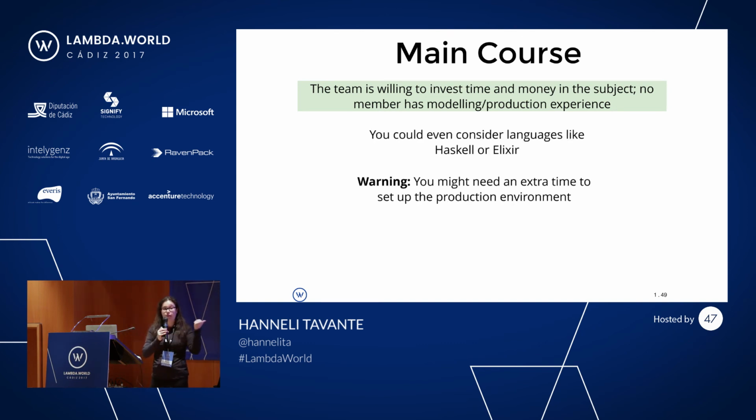So I guess this is the right time to start discussing algebraic data types or have at least a stronger discussion on types itself. And you could even think of moving to a different language like Haskell or Elixir, for example. But remember, your team must be willing to invest time and money, because at this point you might need some extra cost to set up a production environment for Haskell, for example.